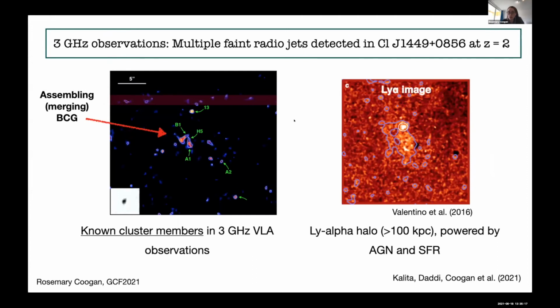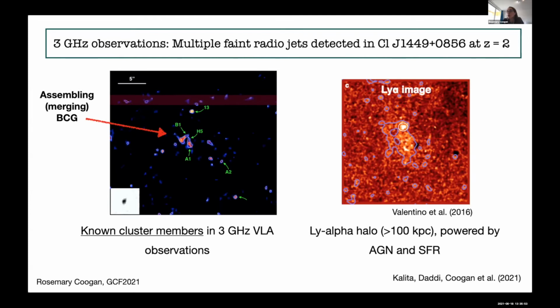So this work is led by Boris Kalita, who has just given the previous talk and has given a bit of a spoiler alert as to the end of this story. And this is our 3 gigahertz data. So to remind ourselves what we're looking at here, this is the future assembling brightest cluster galaxy, several interacting galaxies. We have an AGN here, another interacting galaxy, and here is actually another pair of interacting galaxies, one of which is an AGN, which don't show up very brightly in the radio.